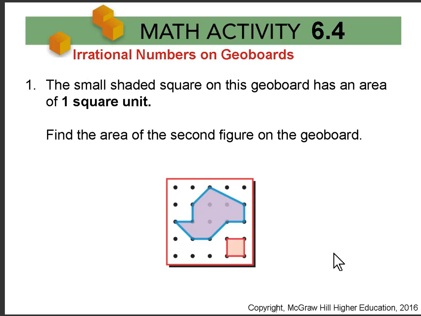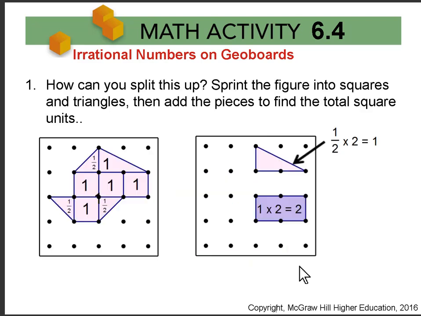In the first question, we define a square unit. This square is 1 square unit. The edges of the square are each 1 unit. This is a 5-pin by 5-pin geoboard, or 4 by 4 because we're measuring these lengths, and we want you to find the area of the other figure.